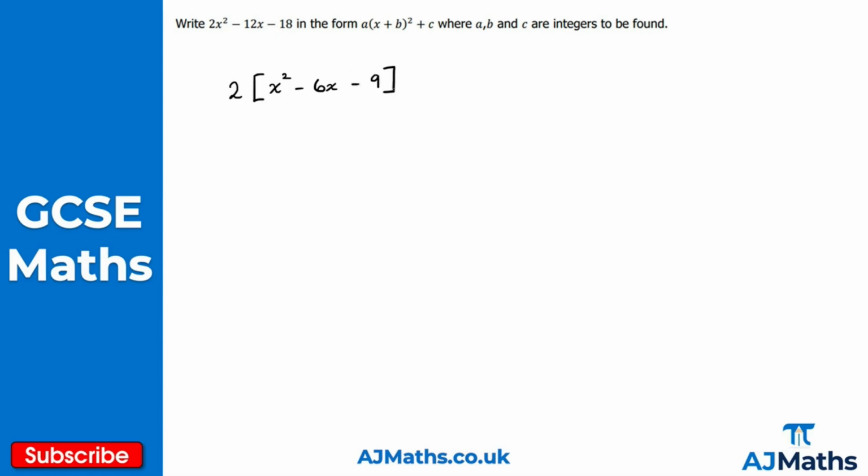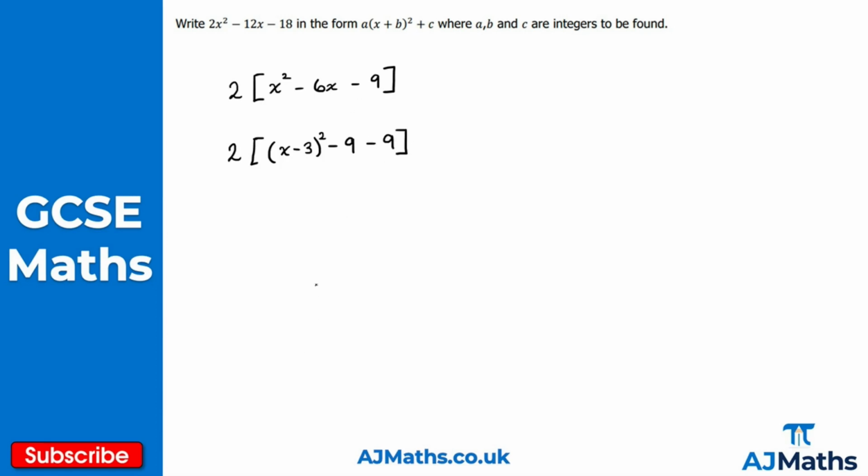Now, because the coefficient of x squared is 1, we can now complete the square on this quadratic inside the square brackets. So keep the 2 on the outside. We don't do anything with that yet. Inside the brackets, completing the square, we're going to get x minus 3 all squared, subtract this value squared, so that's minus 9. And don't forget we've got another minus 9 here as well.